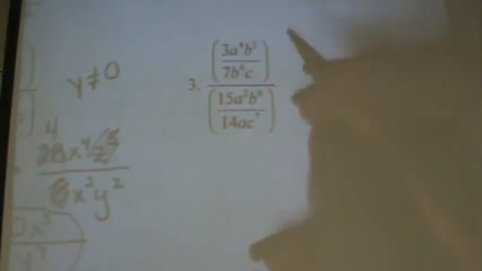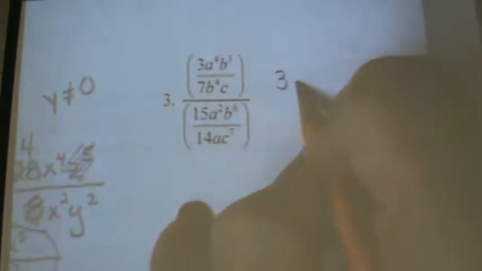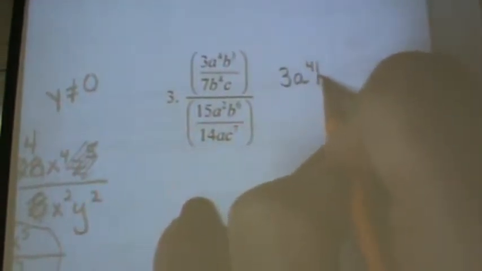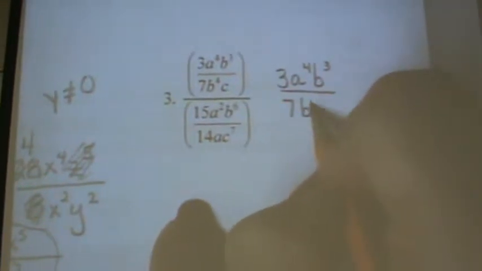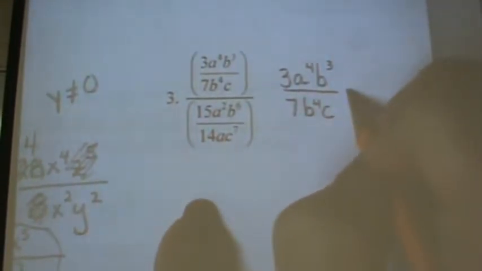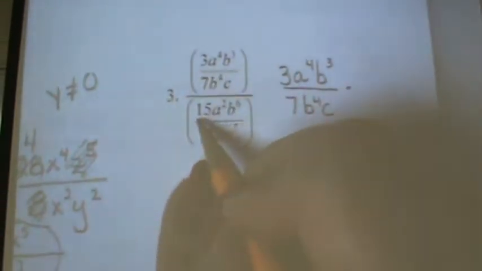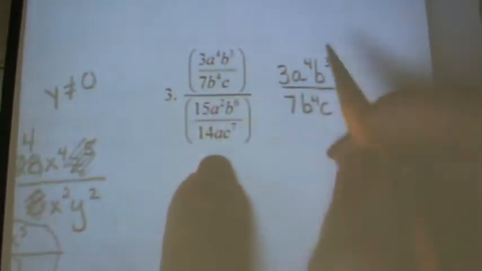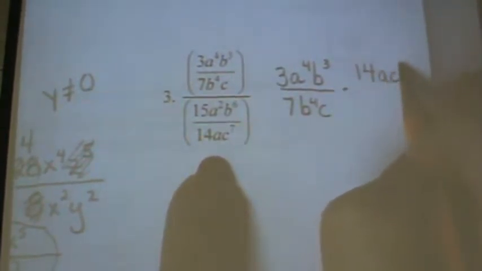Number 3, moving along. What are you going to do here? 3a to the 4th, b to the 3rd over 7, b to the 4th, c. We're going to flip, and we can flip because we only have 2 fractions, one in the numerator, one in the denominator. We're ready to flip, we don't have to get a common denominator or anything like that.